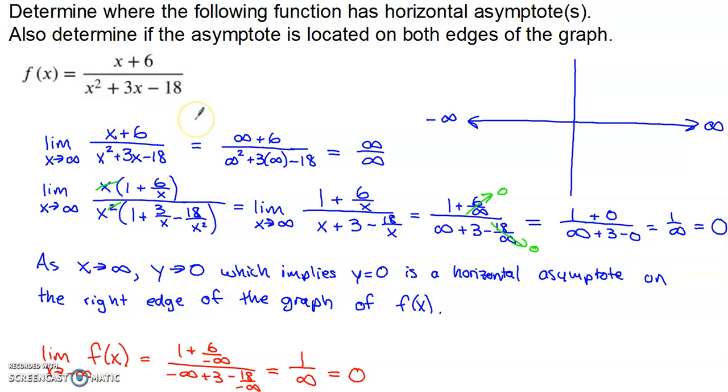What ends up happening when you try to put infinity in place of the x's, you end up with infinity plus 6 in the numerator, which is infinity. Infinity squared is still infinity. Adding 3 times infinity onto that is still infinity. Subtracting 18 from a value that's never going to stop growing is still going to leave you with a value that's never going to stop growing. So we end up with infinity over infinity.